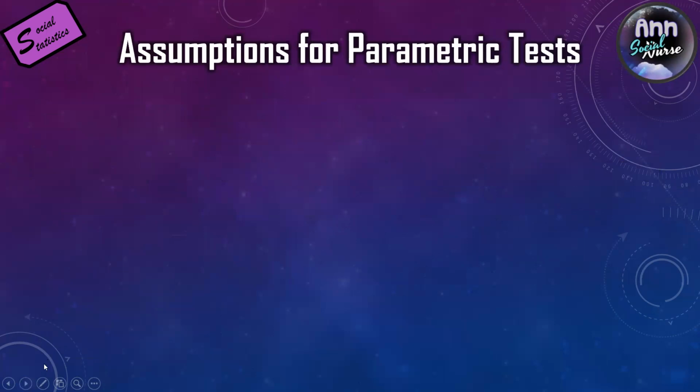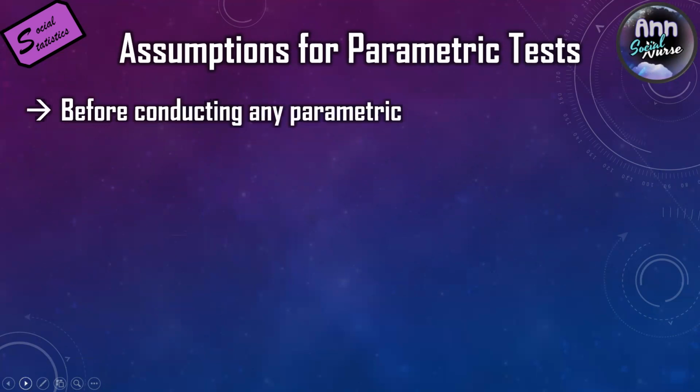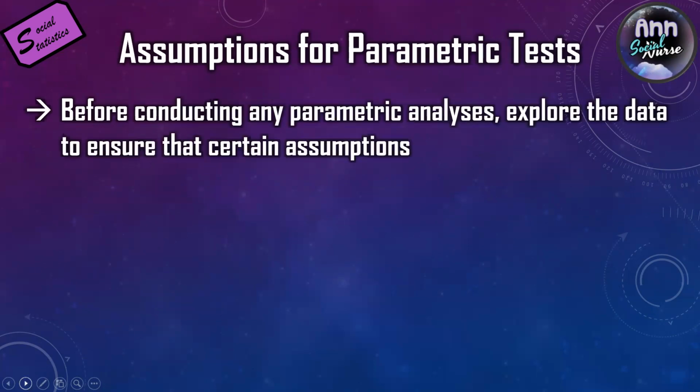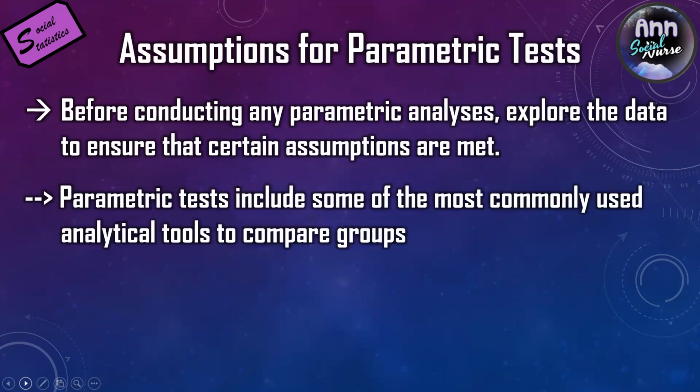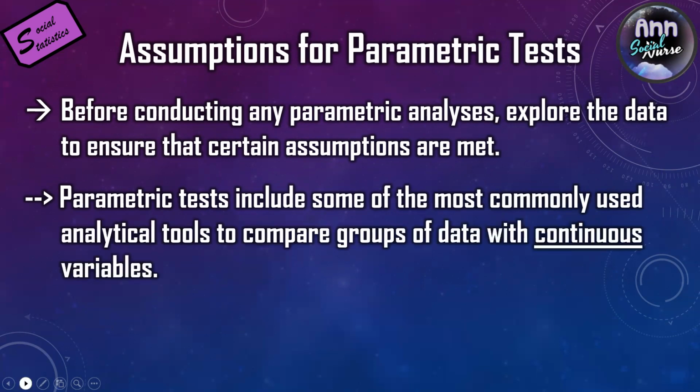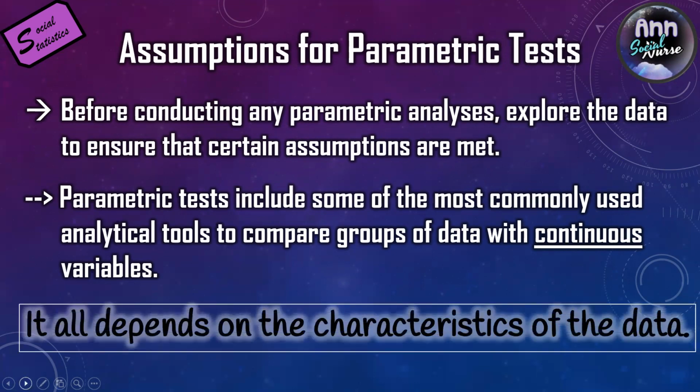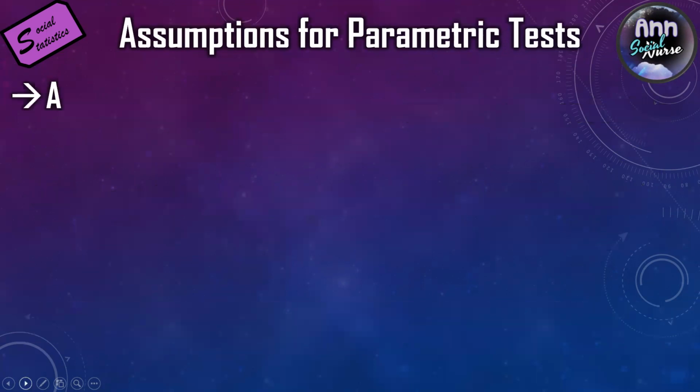Now, assumptions for parametric tests is that before conducting any parametric analysis, explore the data to ensure that certain assumptions are met. The parametric tests include some of the most commonly used analytical tools to compare groups of data with continuous variables. We know how different is continuous from discrete variables, like age is a continuous variable. Okay, measurements are continuous, weight continuous. So it all depends on the characteristics of the data.